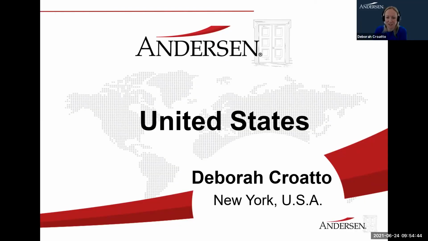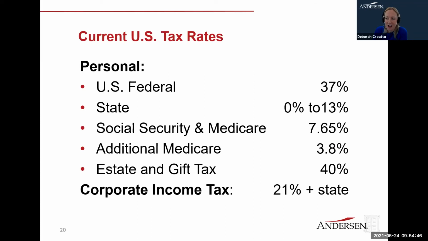Do you want to go to the first slide? Thank you. So the US has a federal and state tax regime. On the federal side, there are graduated tax rates that go up to a top tax rate of 37%. The amount of income that you'll hit that tax rate at will depend on your filing status, because in the US we have different filing statuses depending on whether you're single or married.